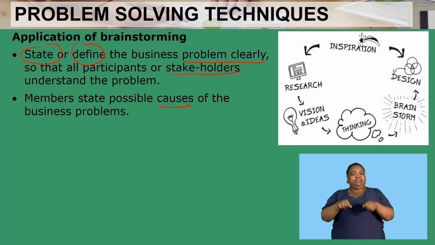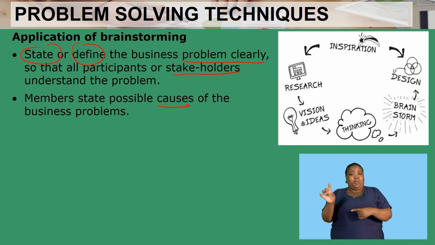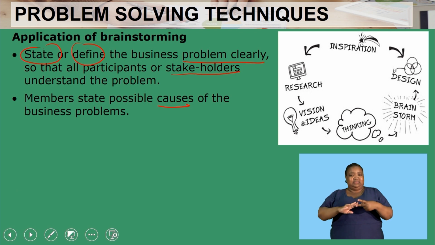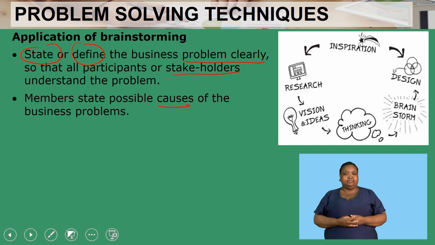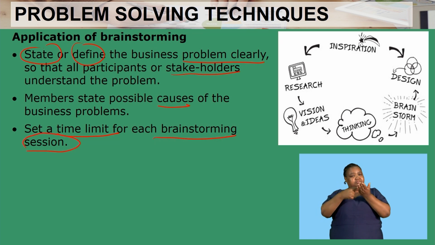Remember, in order for us to solve the problem, we need to define the problem, and in our definition, we need to state the possible causes of the problem. What really causes this problem? So who is stating the causes? It's the members. Then we set a time limit for each brainstorming session so that we don't find ourselves deviating or talking non-stop and not getting to the solution.